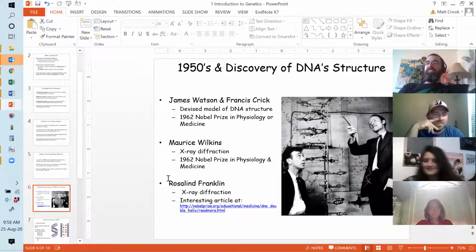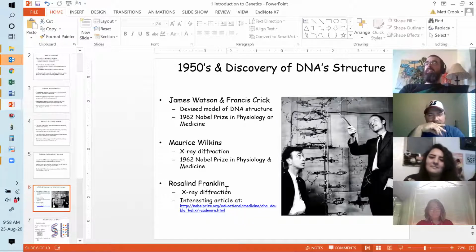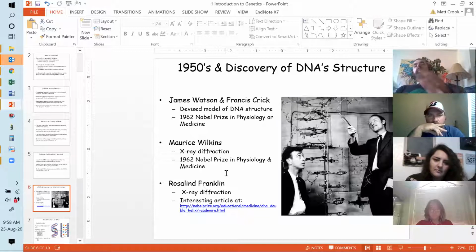Anyway, complete tangent. But essentially, this lady here, Rosalind Franklin, was a top chemist who was working with X-ray diffraction, right? So X-ray diffraction is a pretty cool technique, which I really don't understand very much at all. Essentially, what you do is, hang on, let's back it up a bit.